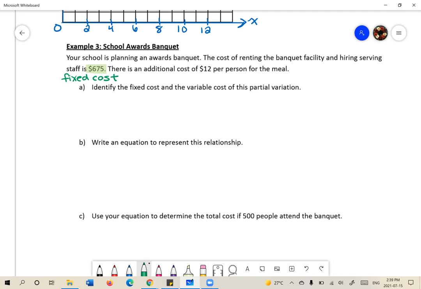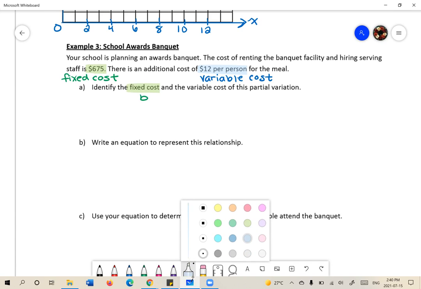There is an additional cost of $12 per person for the meal. How much you're going to spend on meals is going to vary according to how many people come. So this $12 per person is your variable cost. It will vary according to how many guests you have. Identify the fixed and variable cost of this partial variation, which we just did. Now remember, your fixed cost is your b value, and your variable cost is your slope.